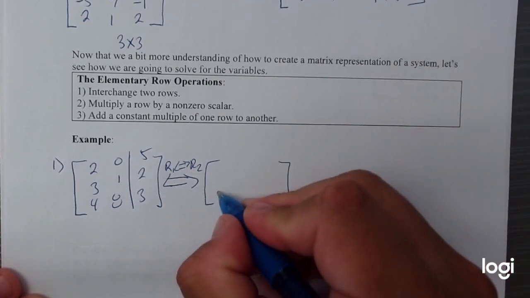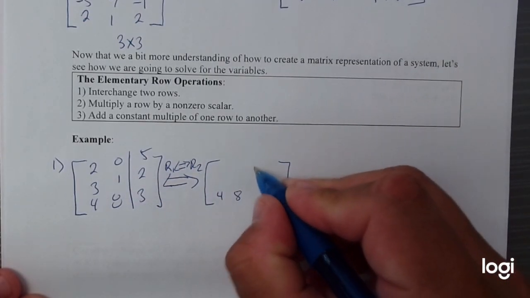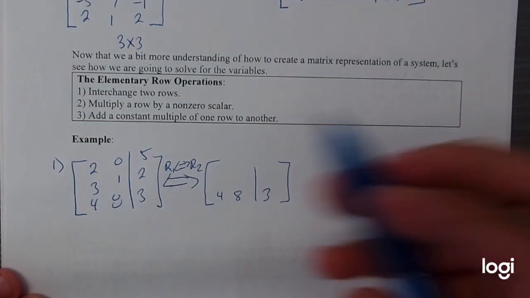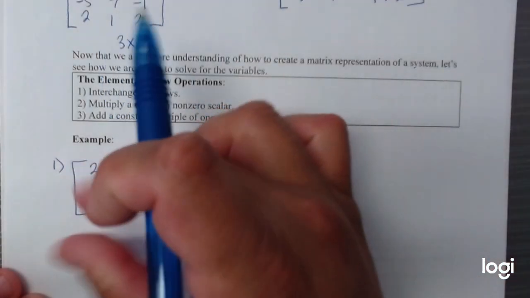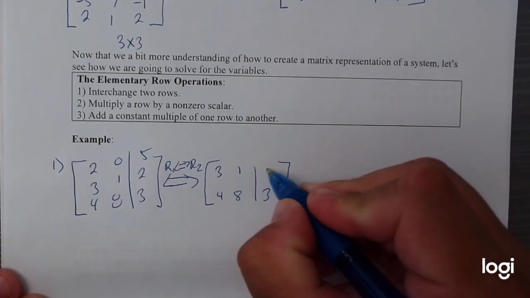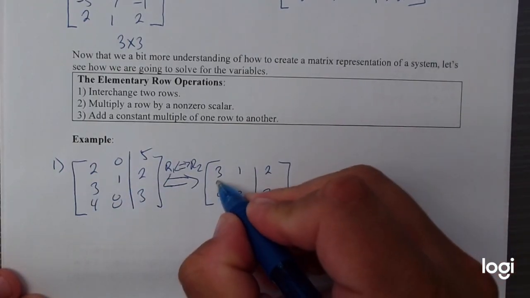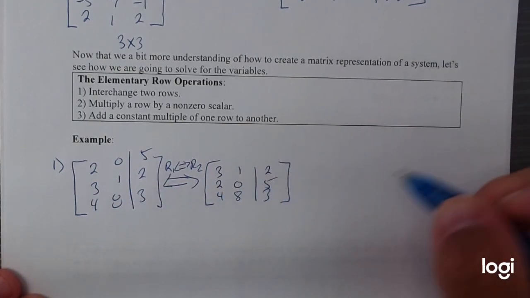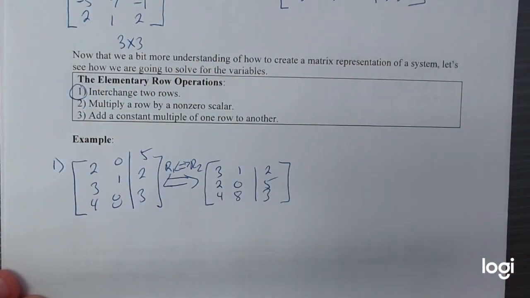And notice now row 3 is the same. So I'm just going to rewrite 3 the same because that hasn't changed. And I'm just going to swap them. So literally just move them around. So now row 1 is now 3, 1, 2. And row 2 is 2, 0, 5. That's what number 1 says. Again, only 2 at a time. Okay.